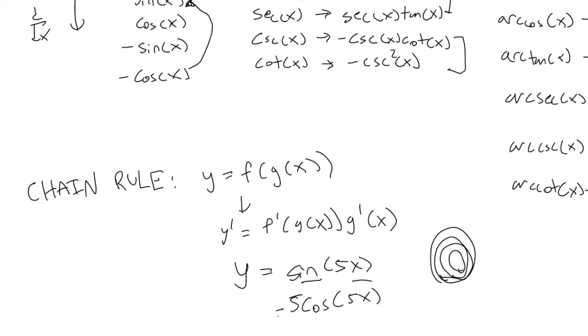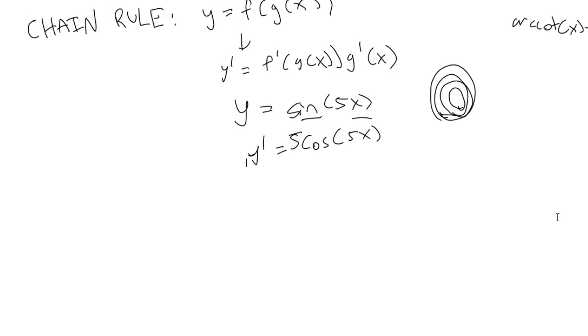So 5 cosine x is the derivative. And as I alluded to with this nesting doll example, we can make this much more complex. Let's say we have cosine of sine of (5x plus 2) squared. And that's a lot of parentheses. Okay, so we just have to keep on working our way from out to in.